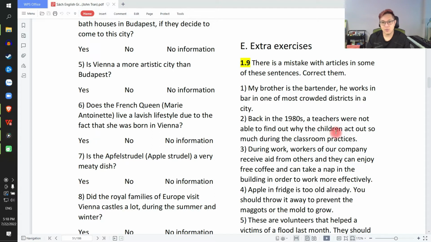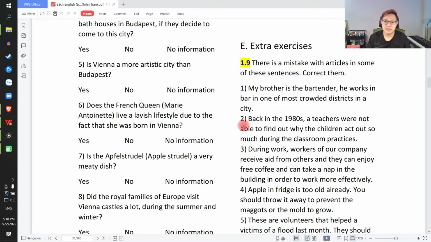Were not able to find out why children act out so much during classroom practices. Now, classroom practices in general, so we don't want to talk about any particular classroom practices. And also here is plural, so no article. Cái chỗ này là những cái bài thực hành trong lớp nói chung thôi, chứ không có muốn nói về một cái bài thực hành trong lớp nào cả, cho nên là không có mạo từ gì hết. Và nó cũng là số nhiều nè.